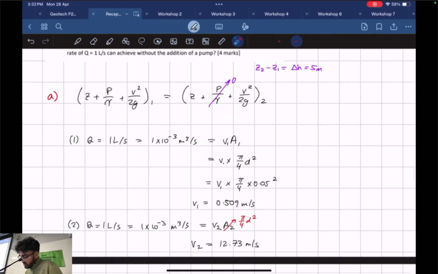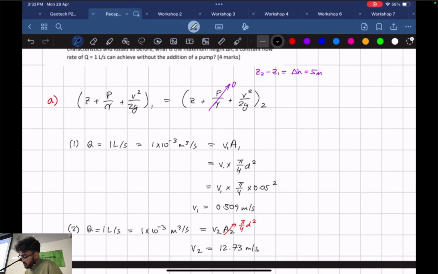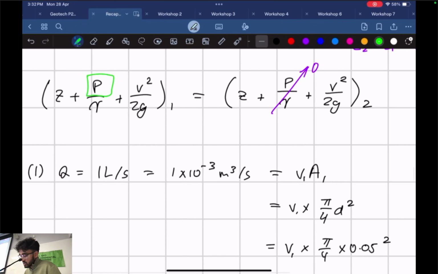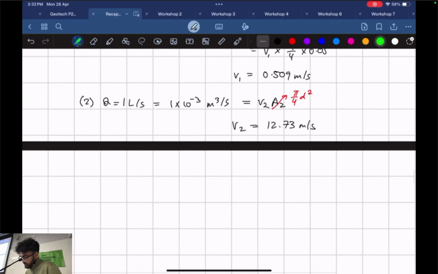Oh yeah, time to find the pressure. So what we're trying to find is this pressure here. Oh, this one. Alright. We can find Z2 minus Z1, easy. We can find velocity head at point 1 and point 2. So let's sub it in.